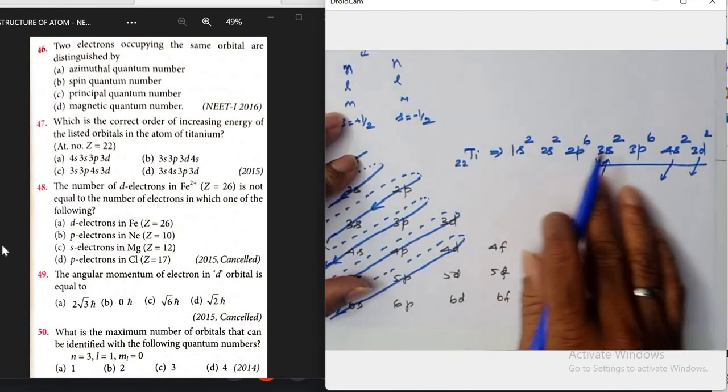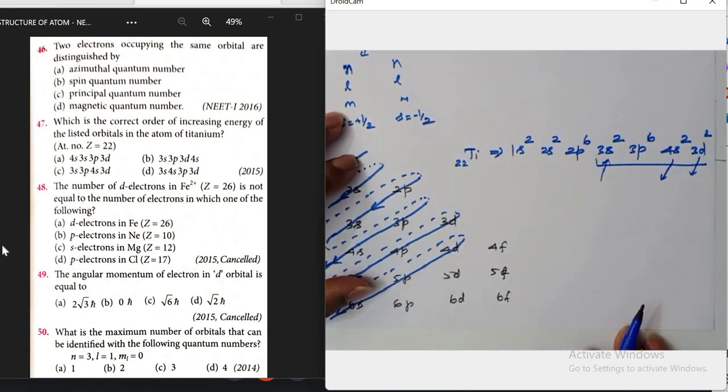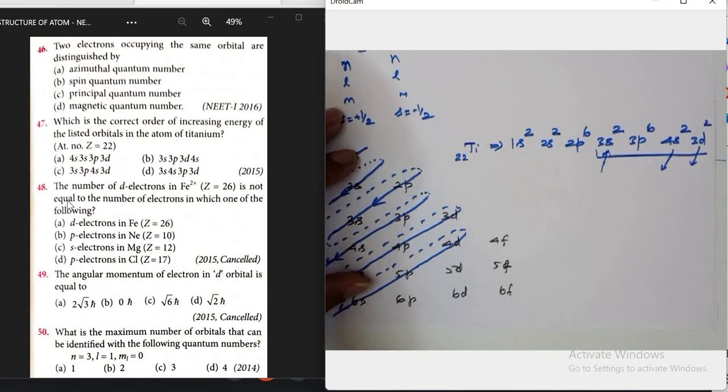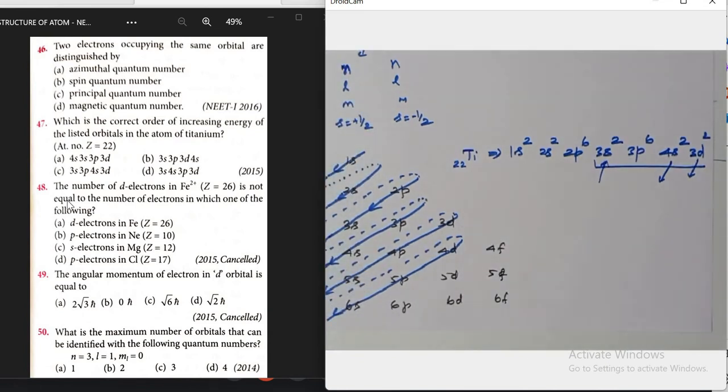Yeah, this arrangement is correct. Okay, this arrangement is correct, no doubt in that. So you can say that for this question the correct option, let me give the option here.